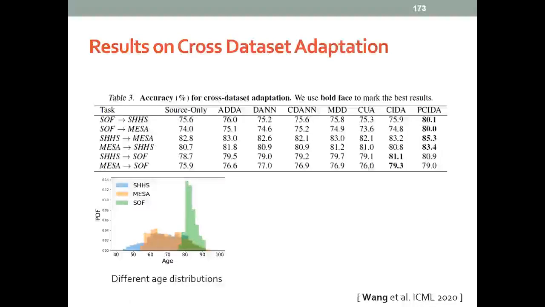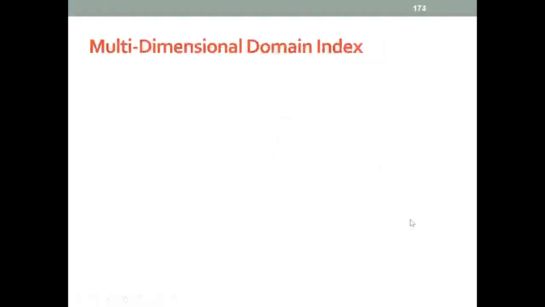Besides intra-data adaptation, we also consider cross-data adaptation. We can see that for different data sets, they have very different age distributions. In particular, SOF mainly contains relatively older patients, and therefore it's very difficult to adapt from SOF to other data sets with a wider age range. In this case, interestingly, p-SIDA can significantly outperform the other methods.